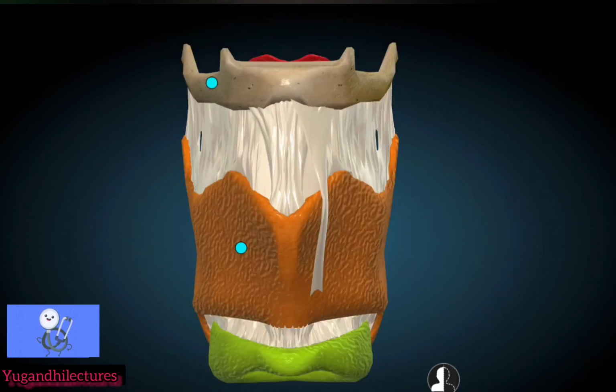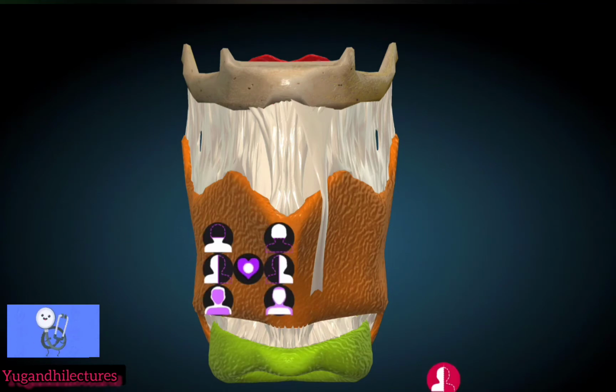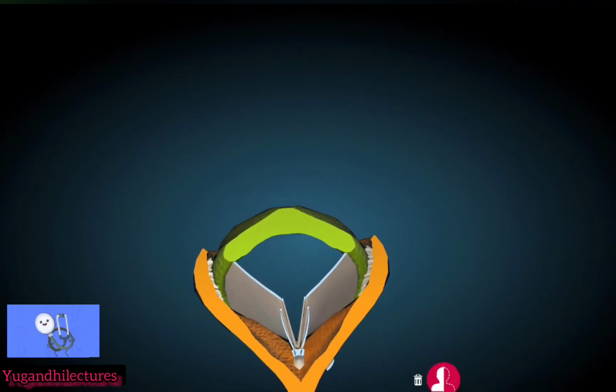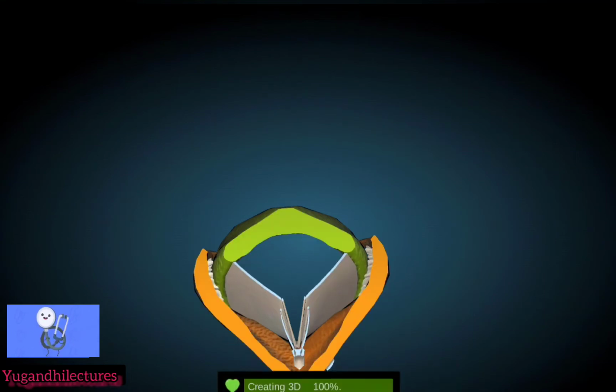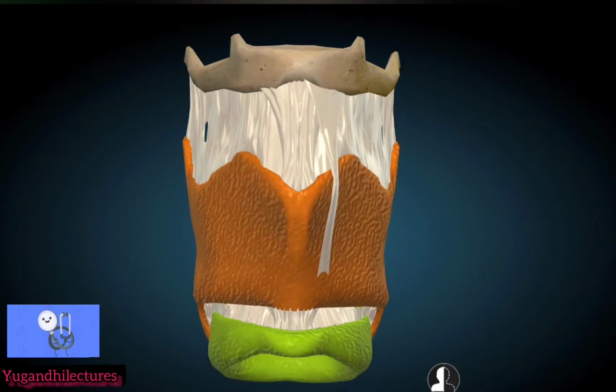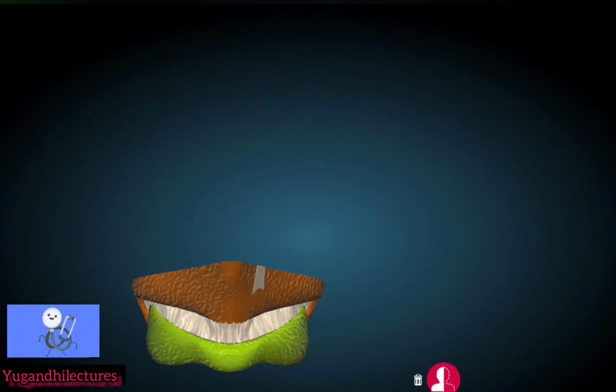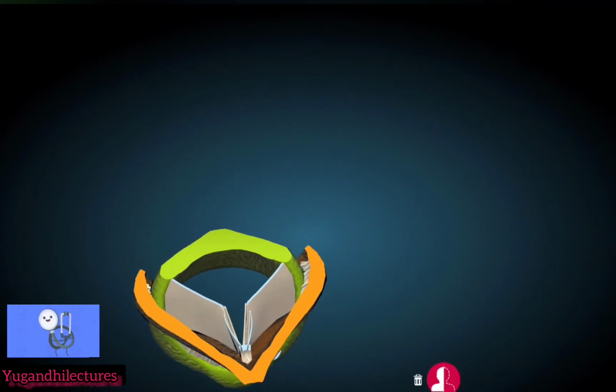Now I am going to explain about the thyroid cartilage in detail. You can see here the thyroid cartilage is V-shaped in cross section. So here you can see, you can note the V shape of the thyroid cartilage in its cross section. Again I am making the cross section so that you can see that. So you can appreciate the V shape of the thyroid cartilage.